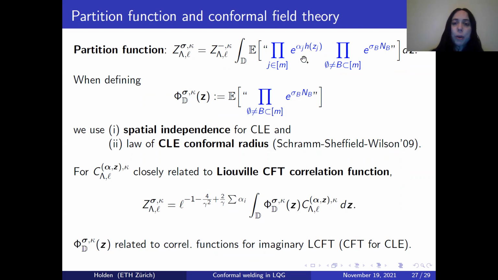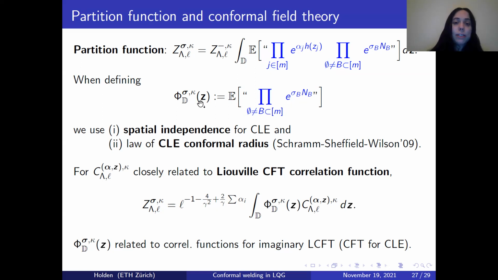These 2 terms that you can see in blue are independent of each other, so the expectation factorizes. Making sense of the expectation of the first blue term is quite easy because the field is Gaussian. Making sense of the expectation of the second term in blue is much harder, and this is something we do in our work. We define a function phi denoting this expectation.